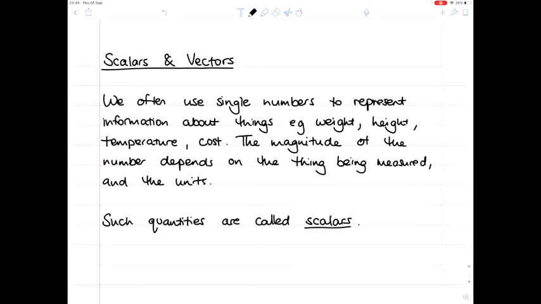So we often use a single number to represent bits of information about things which only really have one thing attached to them, for example, weight or height or temperature. The magnitude of the number depends on the thing being measured and also the units. Such quantities are called scalars, so they're just a single number that describes something.